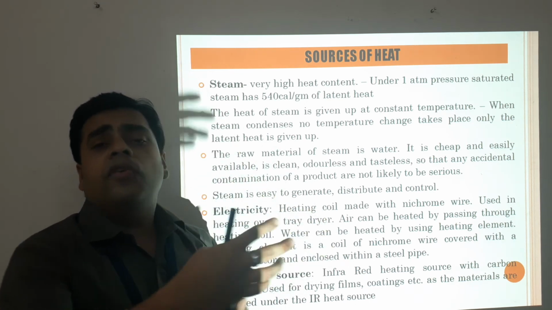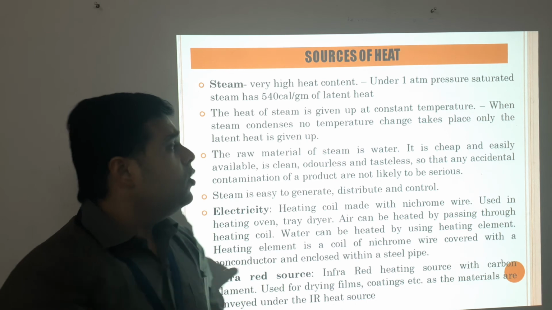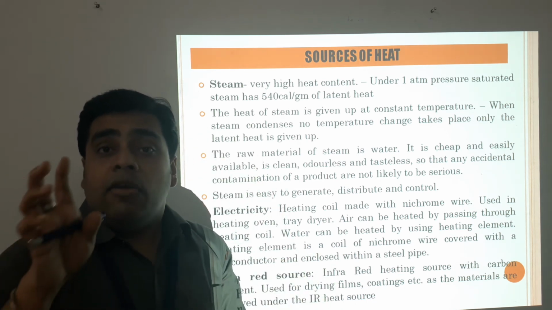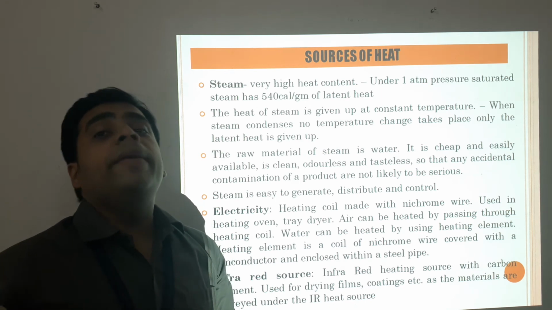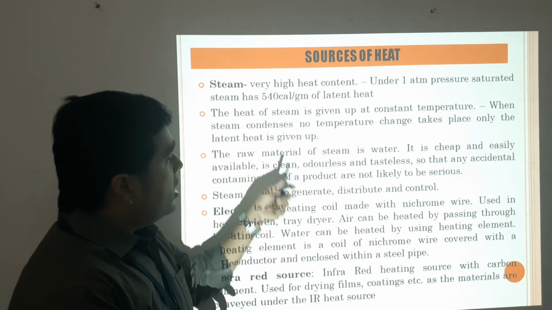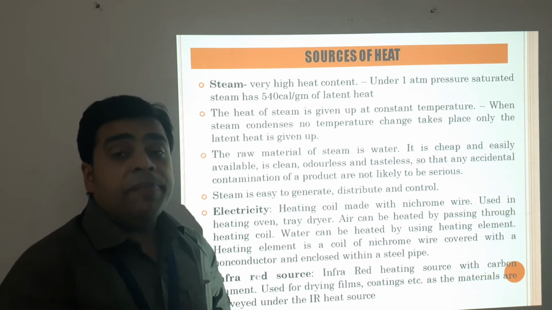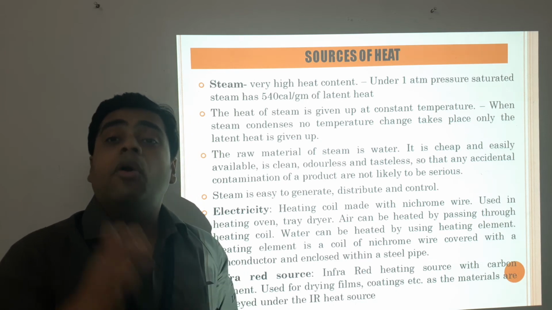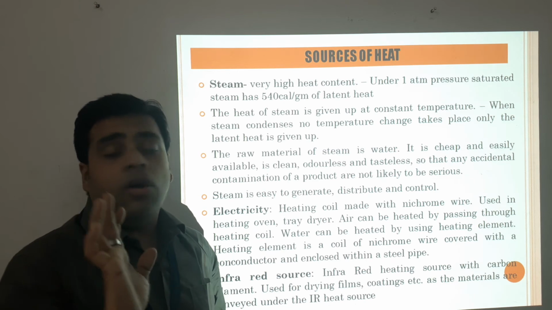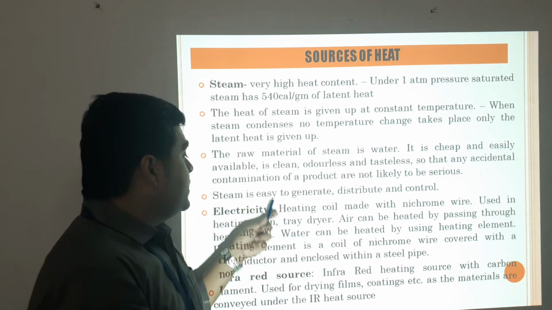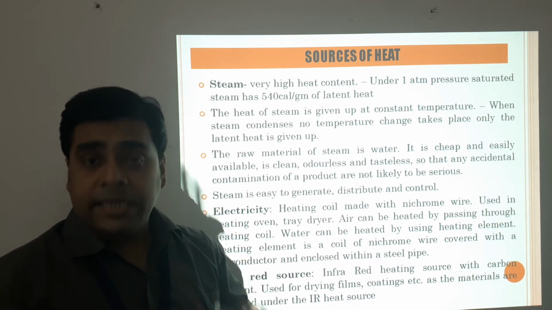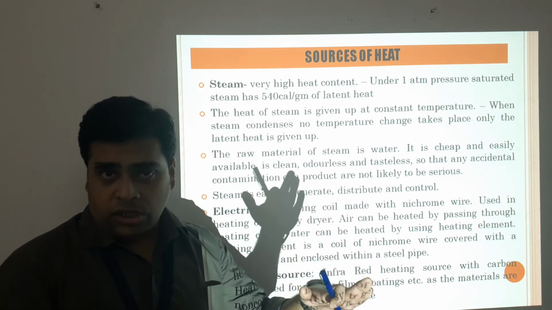Steam is used for different purposes. We already know the uses of steam. The heat of steam is given up at a constant temperature. When steam condenses, no temperature change takes place, only the latent heat is given up. The raw material of steam is water. It is cheap, easily available, clean, odorless and tasteless, so accidental contamination is not that serious, and it is easy to generate. Its distribution is also easy, and control of steam is easier compared to other sources of heat.